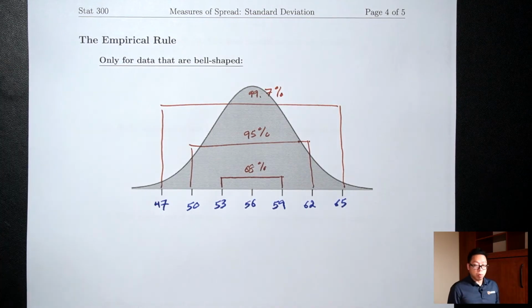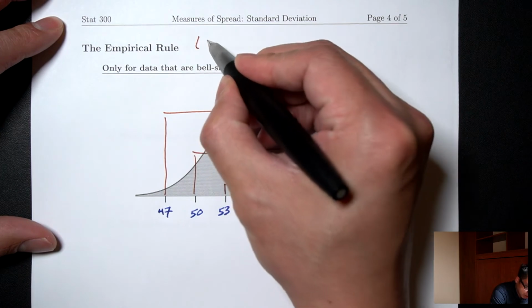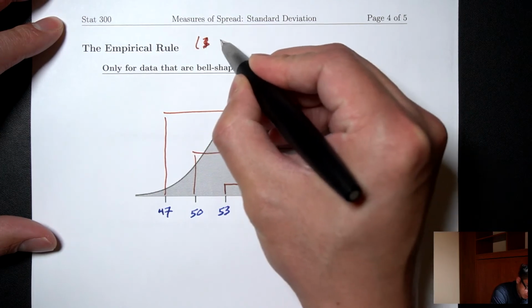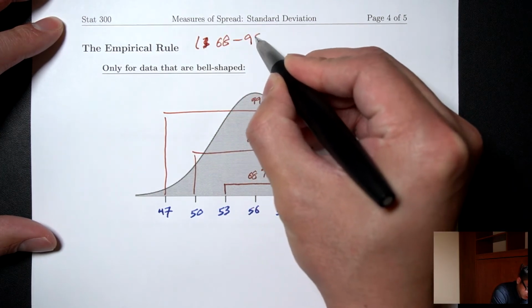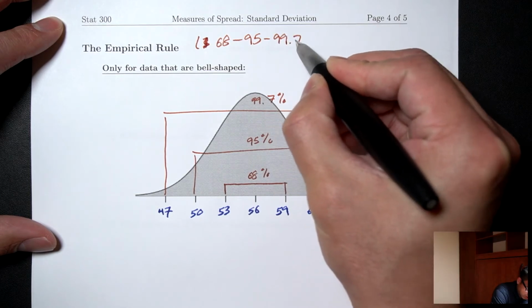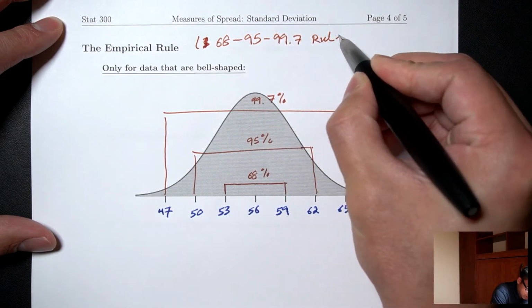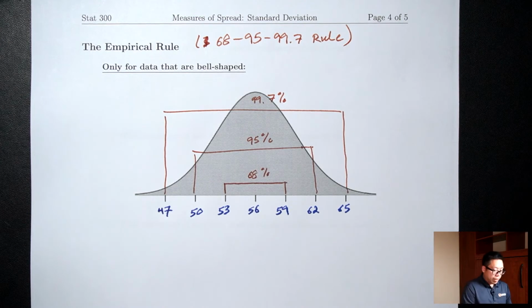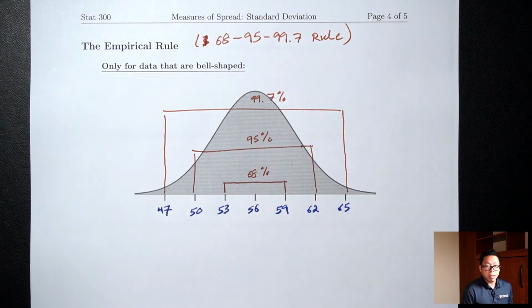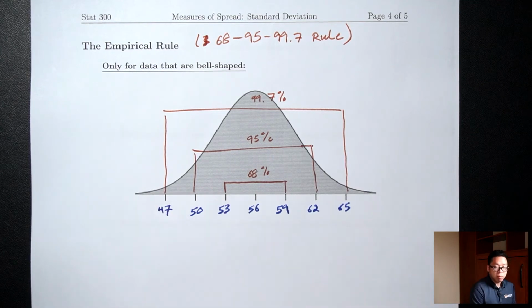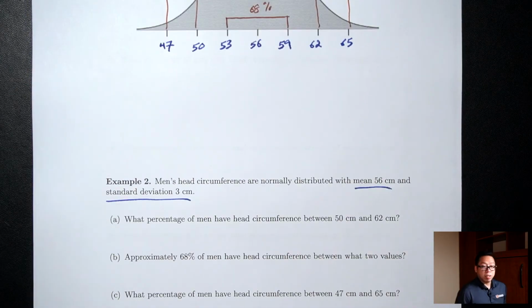So sometimes the empirical rule is called the 68, 95, 99.7 rule. And that just comes from these percentages. Okay, these percentages will always be the same. The numbers right here would be different depending on the mean and the standard deviation of your situation. Now, let me answer these 3 questions right here, part A, B, and C.